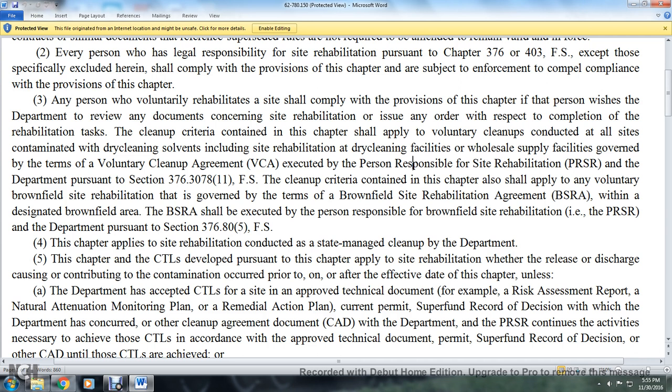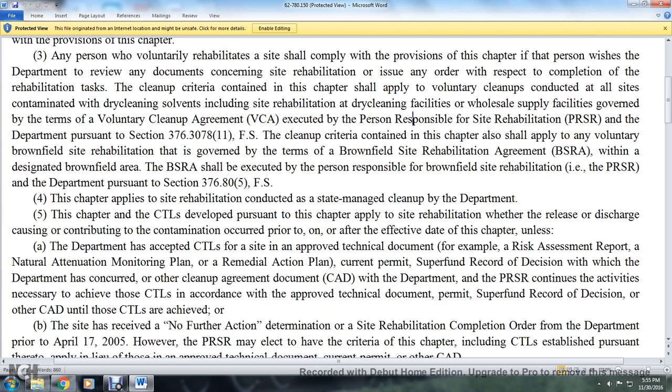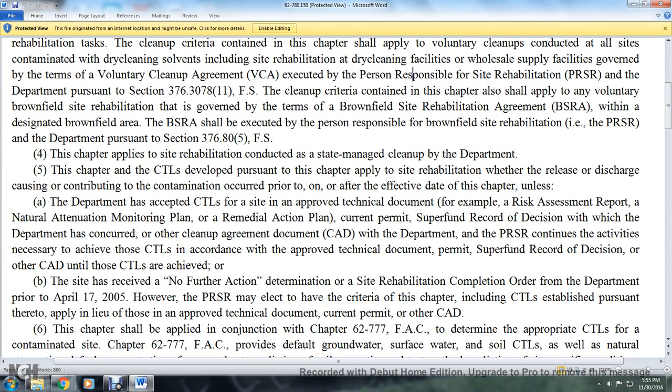Personal responsibility site rehabilitation continues with the activities necessary to achieve the cleanup target levels in accordance with approved technical documentation, permit, Superfund record of decisions, and the cleanup agreement documentation until the cleanup target levels are achieved. B, the site has received a no further action determination or site rehabilitation completion order of the department prior to April 17, 2005. However, the person responsible for site rehabilitation may elect to comply with the criteria of the chapter, including the current cleanup target levels established pursuant thereto.